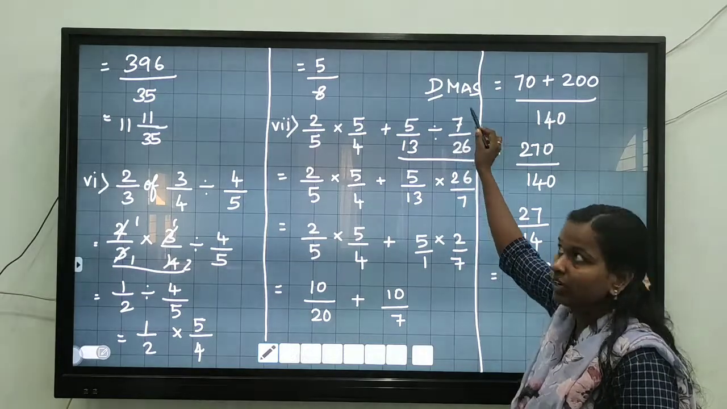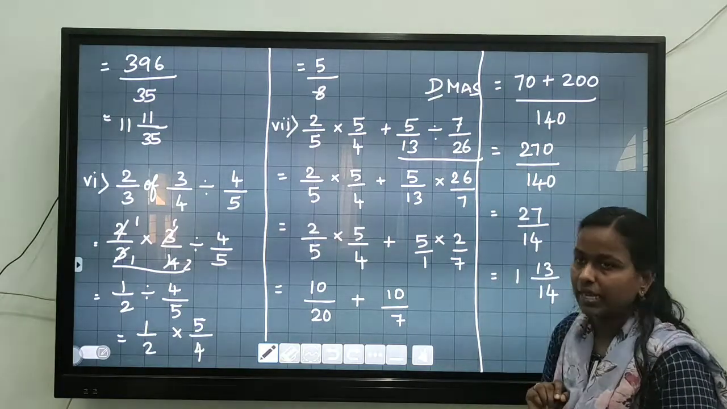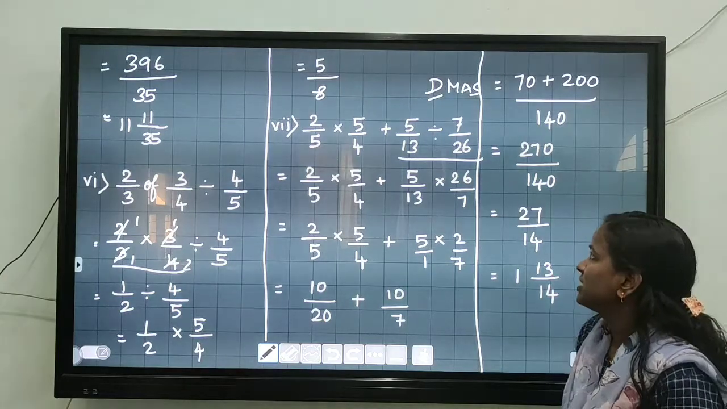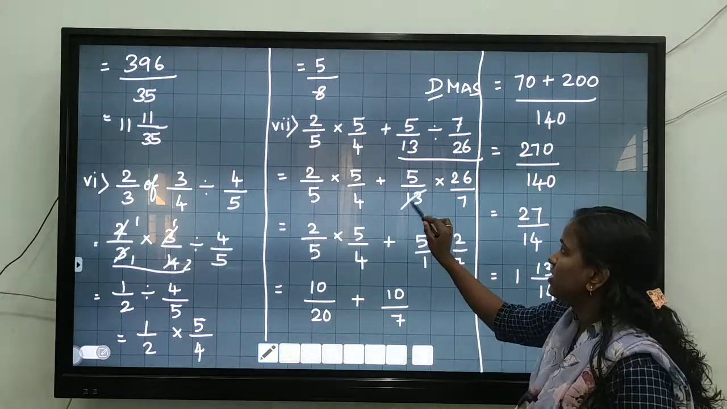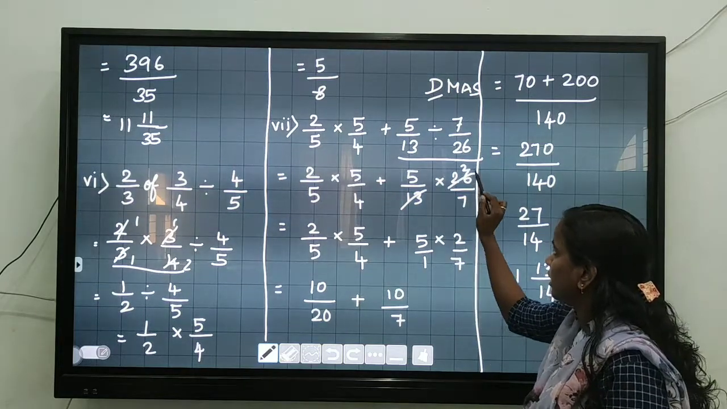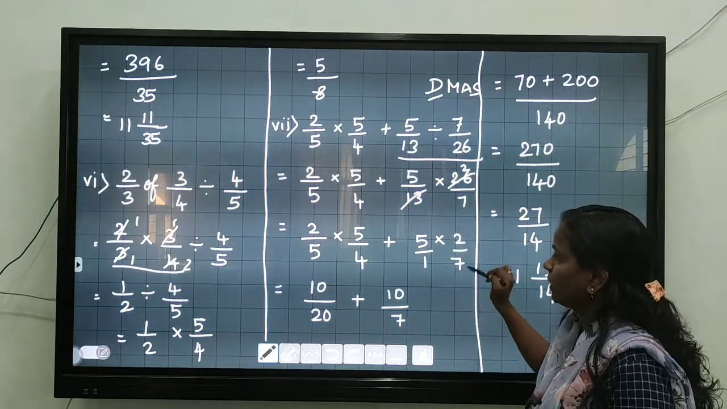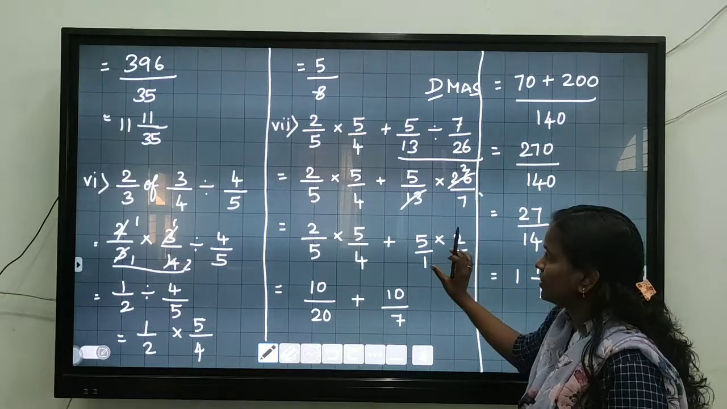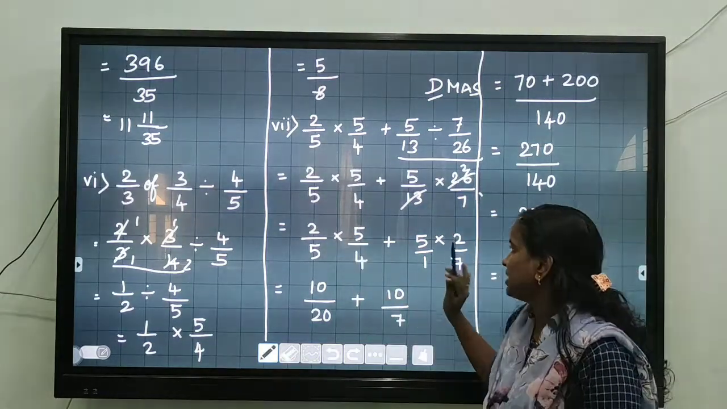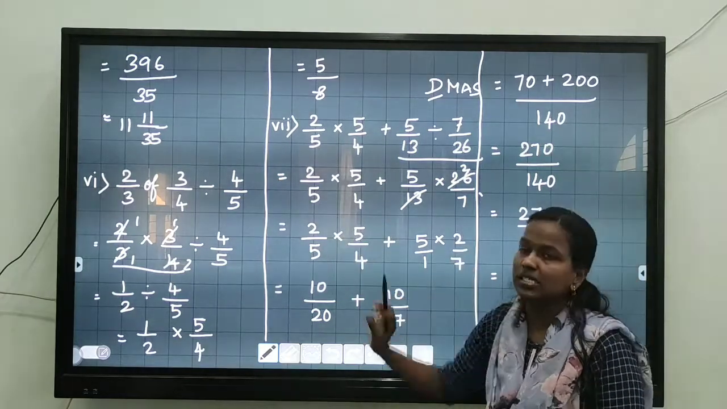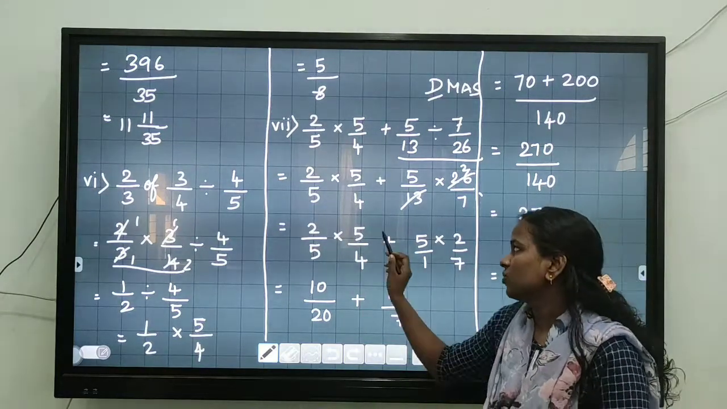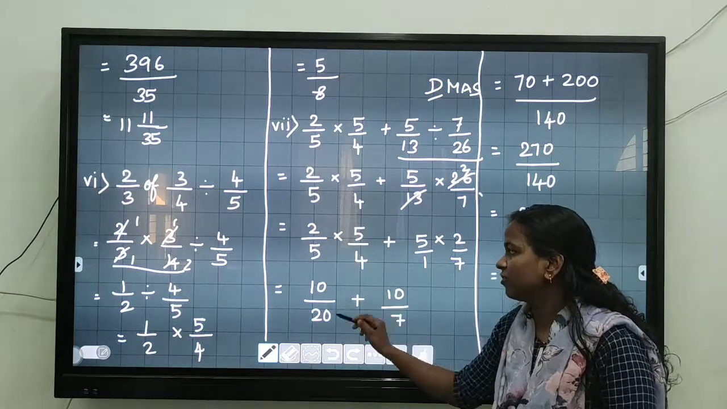Divide means we have to find the reciprocal of the second fraction. So the reciprocal of that term is 26 divided by 7. 1 13s are 13, 2 13s are 26. So I am writing 5 multiplied by 2 divided by 1 multiplied by 7. This term alone I am changing, and all the remaining I am writing the same. Next, this is also multiplication, this is also multiplication, so we can do multiplication first. 5 2s are 10 divided by 5 4s are 20.